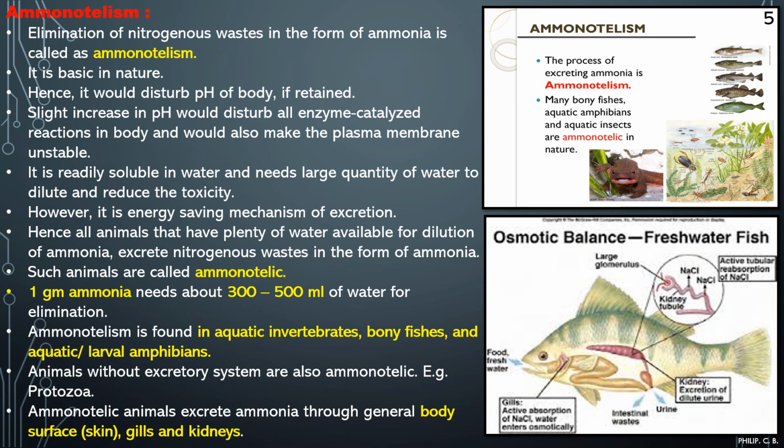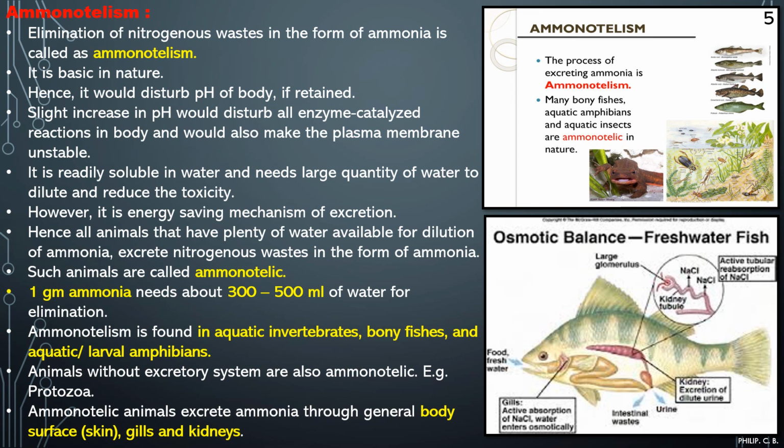Ammonotelism is found in aquatic invertebrates, bony fish and aquatic or larval amphibians. Animals without an excretory system are also ammonotelic, for example, protozoans. Ammonotelic animals excrete ammonia through the general body surface such as skin, gills and kidney. Towards the right side I put an image again to make the process of excreting ammonia, ammonotelism, easier to understand.